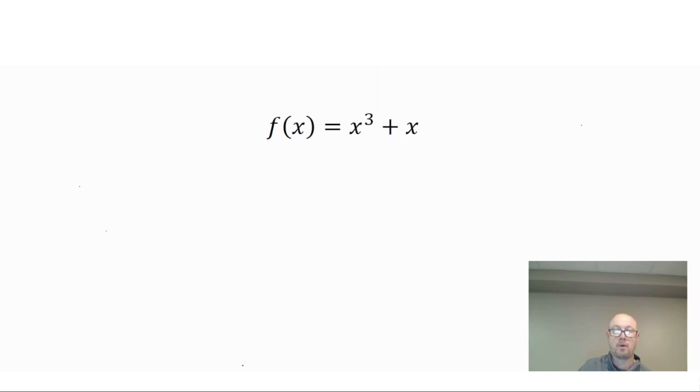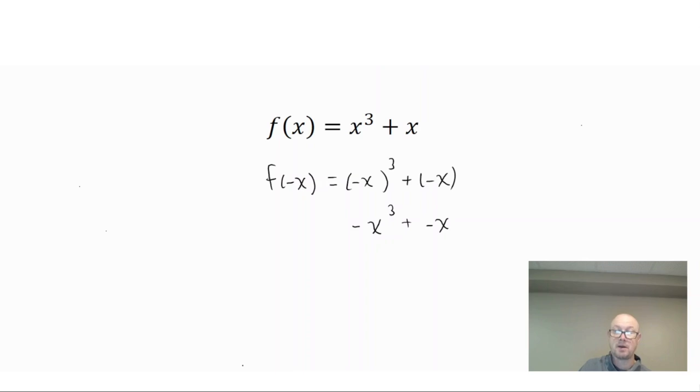In this example, we have x cubed plus x. So again, we're going to plug in negative x. I sub in negative x for x, so I get negative x, cubed, plus negative x. Negative x raised to the third power would come out to be negative x to the third, plus negative x. Okay, so now we look at each term. The first term came out to be the opposite from the original.